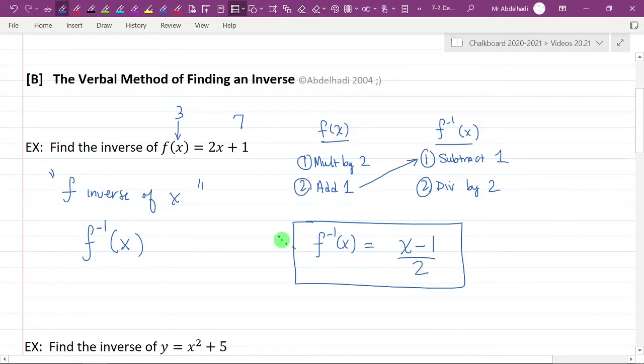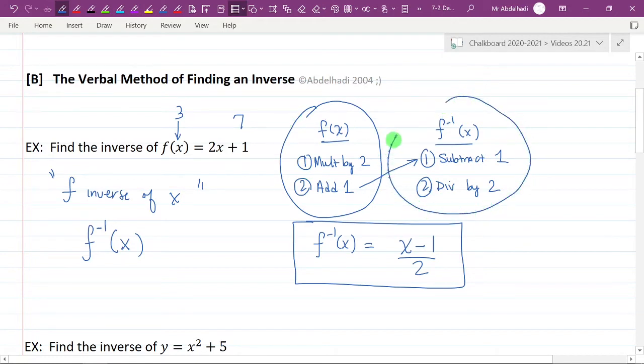Now, just to be clear, you have to do all 3 steps. The first step is to write a list of what the first function is doing. That's 1 point. The second step is to write a list of what the inverse is doing, which is really easy because you do the opposite of what you see here. And then the third step is writing the function, and that's your 3rd point.